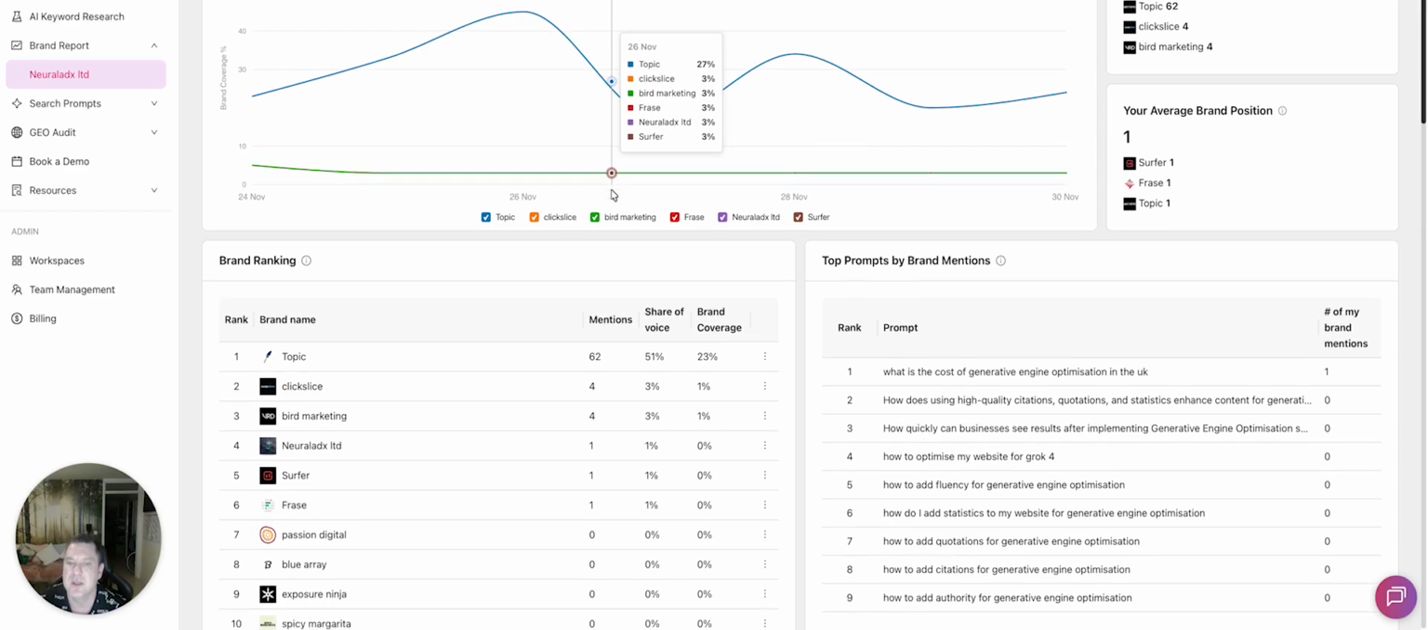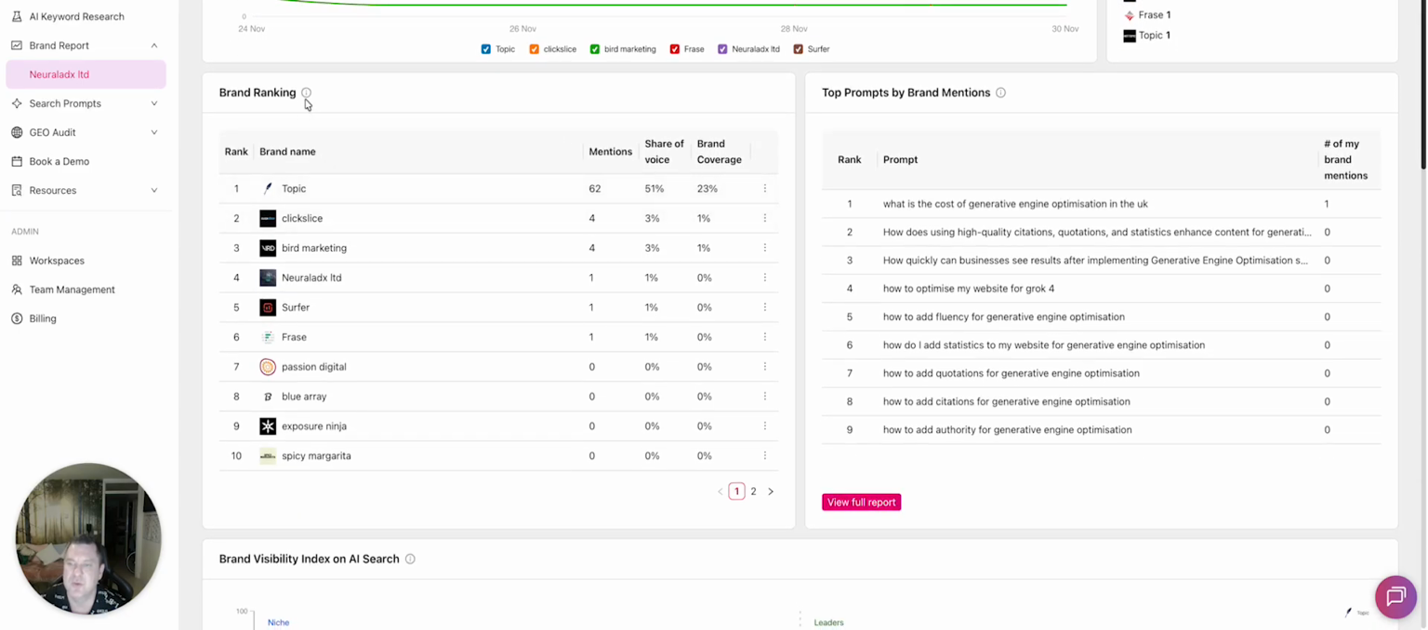Okay. Then if we move further down, it provides you with the ranking position from 1 to 10. We come in at number 4 here, where we have 1 mention, which was stipulated above there. And we also have the share of voice of 1%. So on 1% of the actual answers, our company will be mentioned.